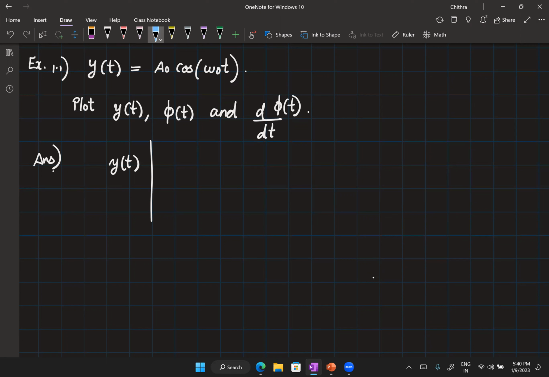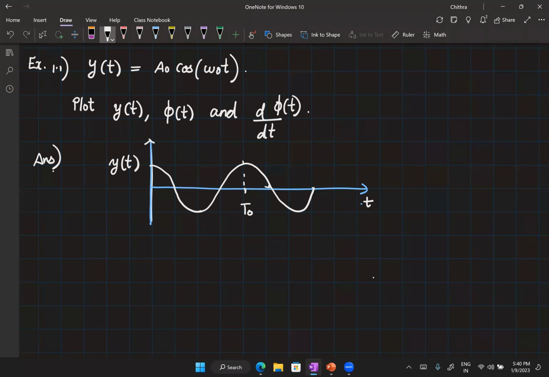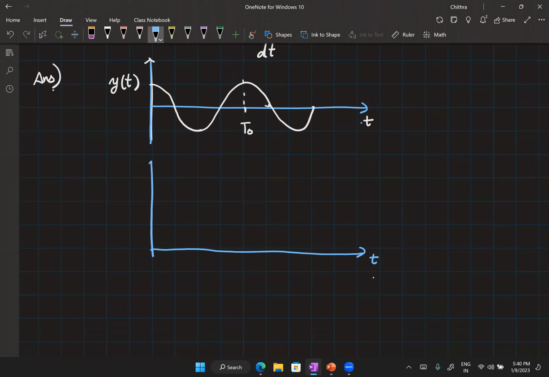So y of t is straightforward. The cosine waveform. So x-axis is time, y-axis is y of t, and we have the one period roughly here. So let's now look at phi of t. Again, x-axis is time, y-axis is phi of t.